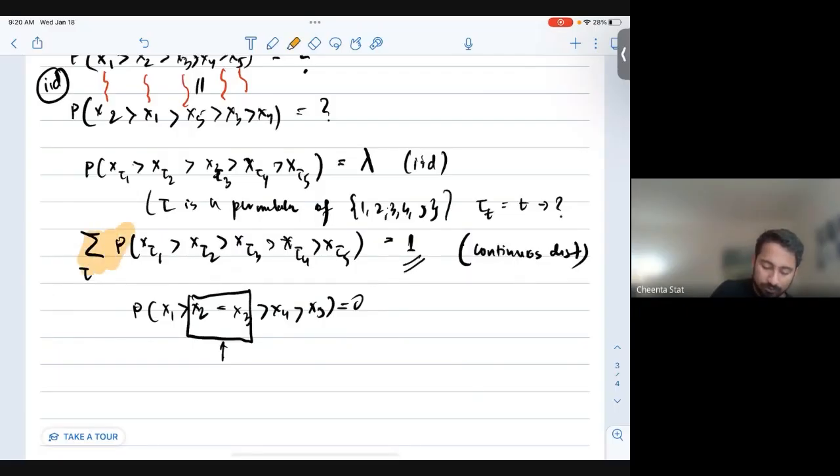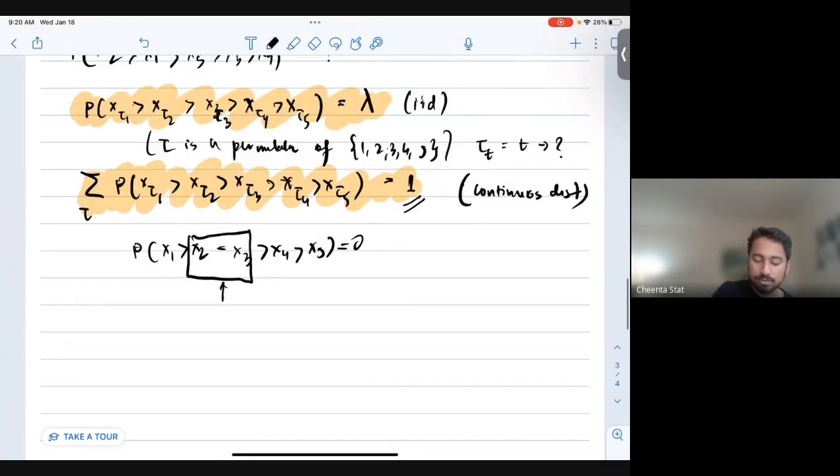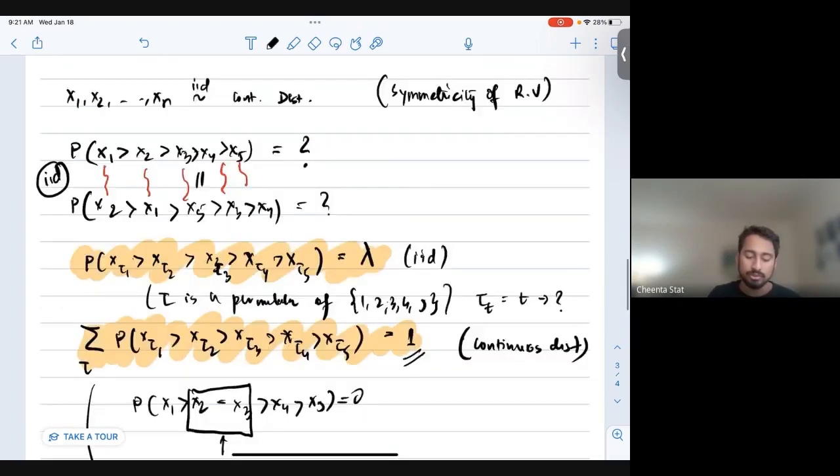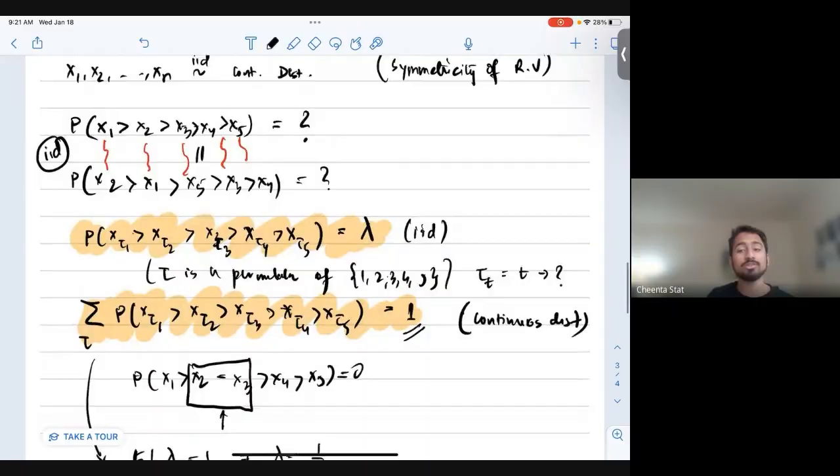So this is the important step. Now, if you add it up, the number of permutations is 120. So 5 factorial times lambda is equal to 1. Therefore, lambda is equal to 1 by 5 factorial. So all of you understood this? This is the solution. All of you understood this?